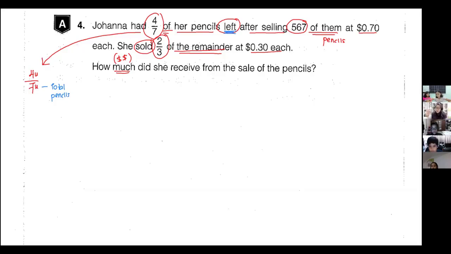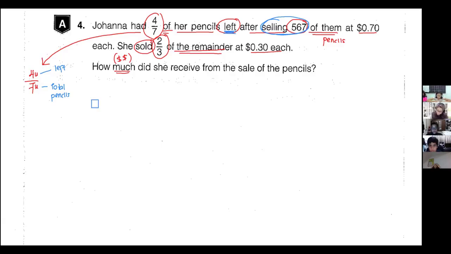Many students get very confused. They thought that the 4 units is those that they sold, okay? For this question, it's different. They flipped the thing. Instead of what they sold at first, they give you the leftover first. That's the difference, okay? So this is what was left, after selling 567 of them. Okay. So now I want to draw my model.